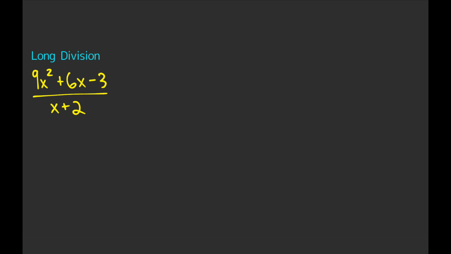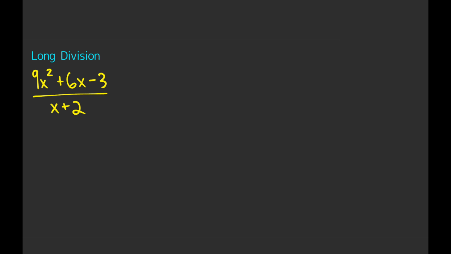So today we have two examples, and for every example I'm going to solve it using long division and synthetic division. First we have 9x squared plus 6x minus 3 divided by x plus 2. I want to solve that using long division.